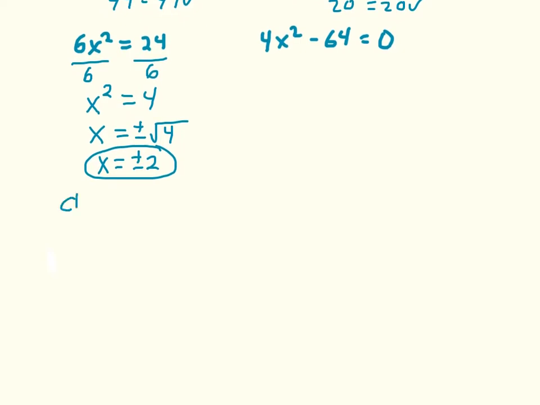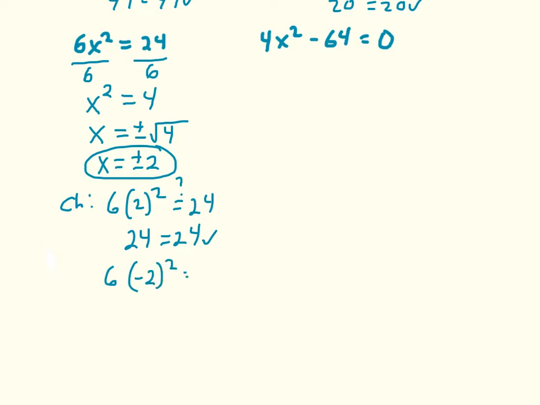So my check is going to be, if I have 6 times 2 squared, does that equal 24? Well, that's 6 times 4, or 24 equals 24. And then I'll go 6 times negative 2 squared. Well, that's also equal to 24 because negative 2 squared equals 4, so 6 times 4 is 24. So that confirms those. So let's look at 4x squared minus 64 equals 0.